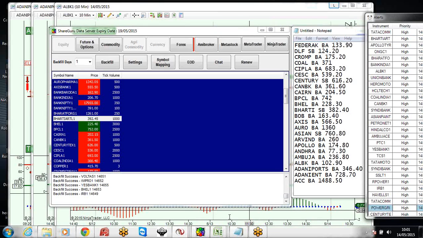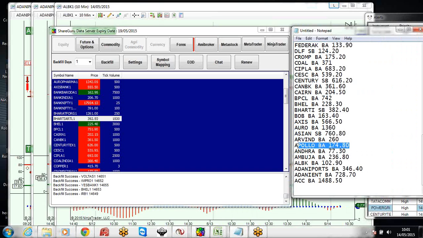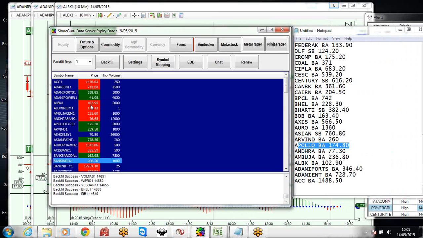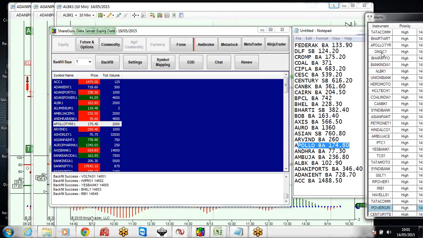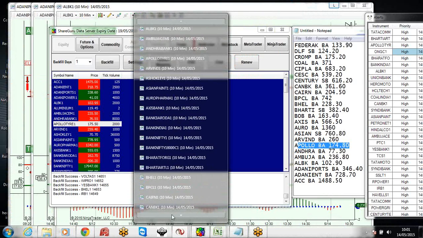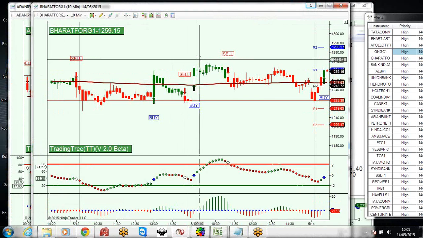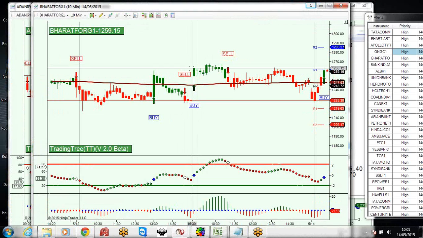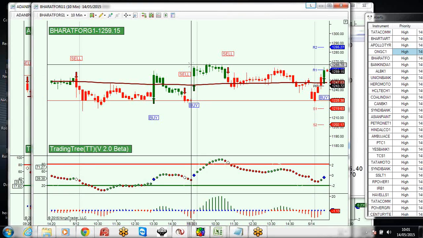So Apollo Tyre, 174.80 is the buy. It's 175.40. ONGC, we had given a sell call. Bharat Forge, let's place the order. You can buy at this price, 1226, 1267.